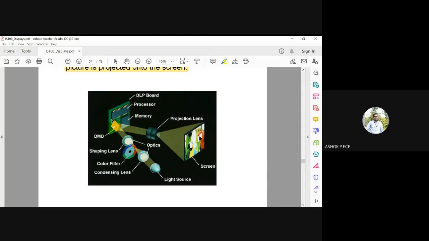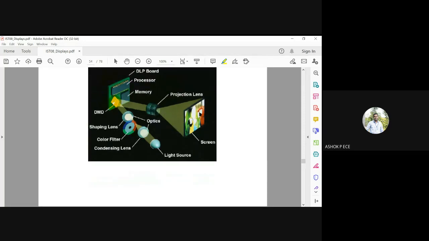Okay, so this is relatively the internal block diagram of a DLP unit. From the light source, you will have a condensing lens to focus on the color filter. Again, you have a shaping lens to focus on the DMD. From the DMD, you will be sending the light to the projection lens, where it will be projecting the image or video on a big, large-size screen. So this is the basic operation of a DLP board.